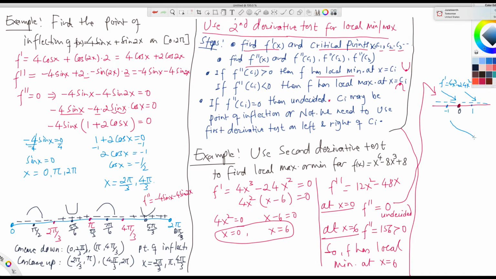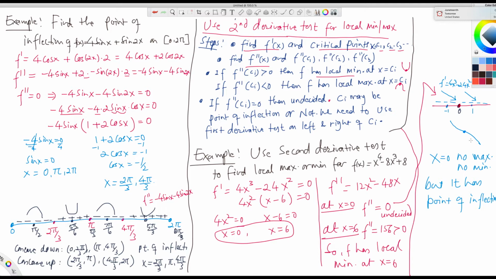Decreasing and then decreasing again, but see, left of 0 is concave up, right of 0 is concave down. Maybe like that. So x equals 0 is basically the point of inflection. Okay, so x equals 0 has no max and no min, but it has a point of inflection.